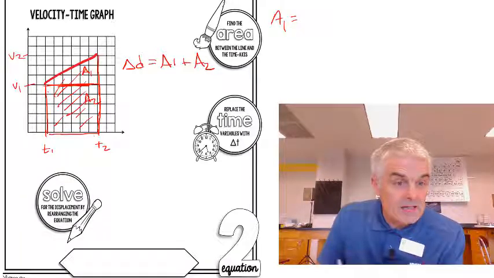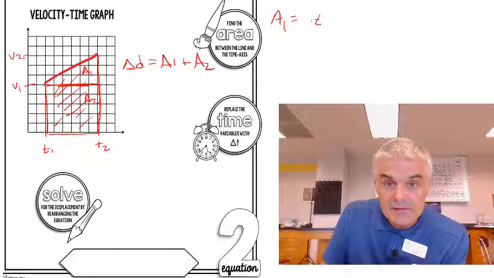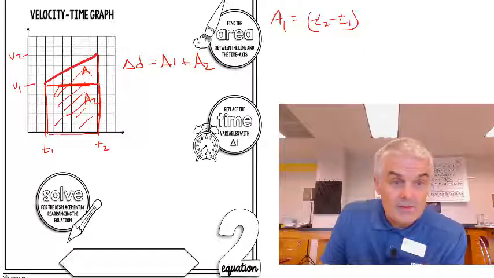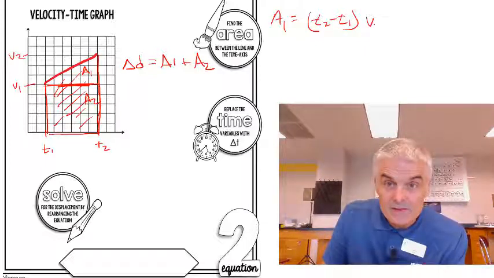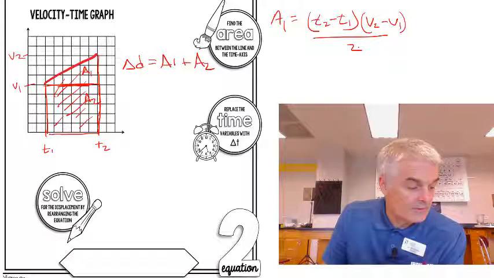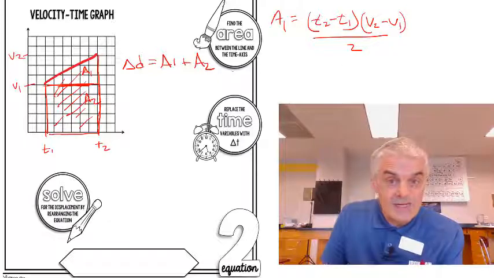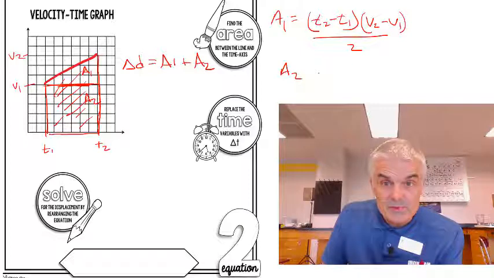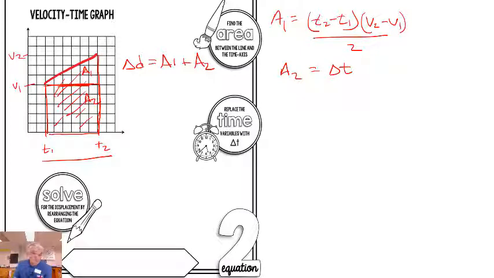It's going to be t2 minus t1. That's the base of the triangle, right? Times v2 minus v1 divided by 2, because base times height divided by 2, right? And A2 is just delta t, if you will, times v1, right? And then we simply add these together. We add them all together.